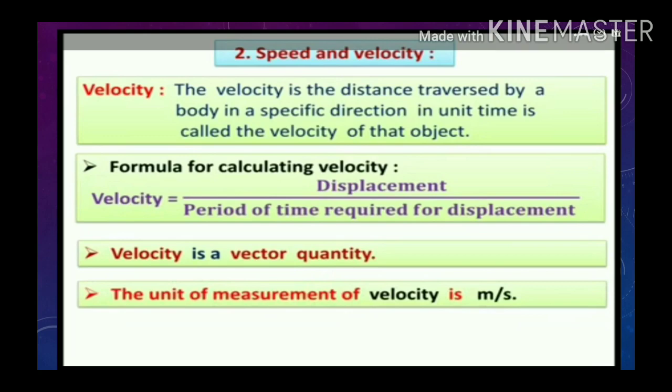Vector quantity, what do we learn? We learn that the quantity that is expressed completely only when magnitude and direction are both given is called a vector quantity. Suppose if you want to explain the velocity, we can tell 20 km towards the north. Example, we can tell like this. So here we specify the direction: 20 kilometer towards the north. So velocity is a vector quantity, means both things are required, magnitude and direction. The unit of measurement of velocity is meter per second.